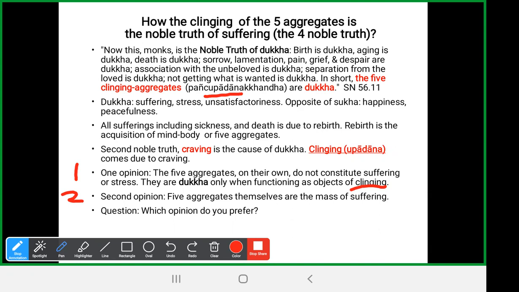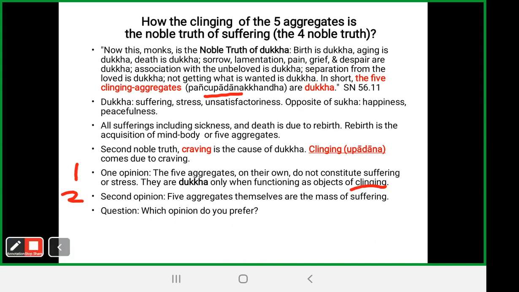So any others want to give me another opinion, or which one you prefer, number 1 or number 2? How about Doris? I think I agree with Sister Ong. It's true. They are quite related. My aggregates are the whole mass of suffering. So you choose number 2. All right, number 1 and 2 together, more than 2.